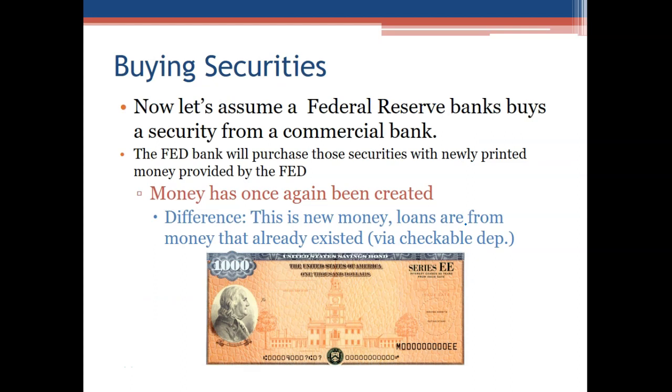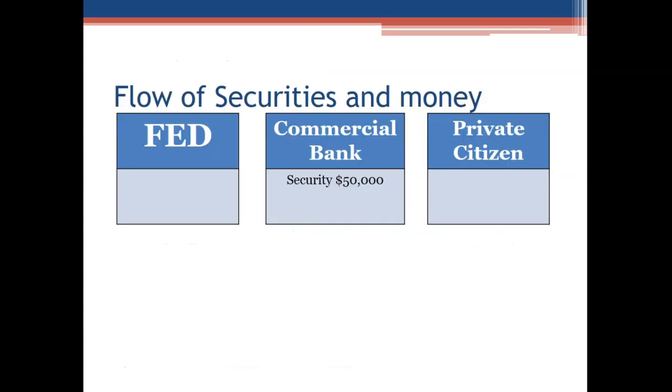Instead, what if this all got started with a security? So let's assume the Federal Reserve Bank buys a security from a commercial bank. The Fed Bank will purchase those securities with newly printed money by the Fed. Again, they have the jurisdiction to do that, and we're going to assume that's going to be done. Once again, money's been created, literally printed at this point. There's a difference though. This is new money. It's not a liability, so there's no required reserve held against it. Loans from money that already existed, like a check or deposits, you do need to keep required reserves because that's a liability. So let's see how this one works.